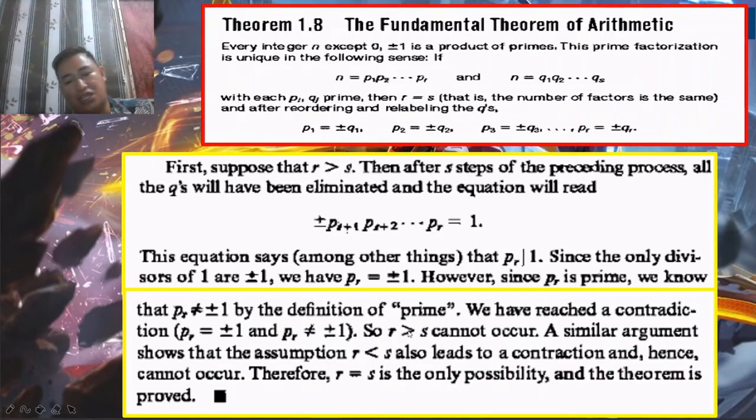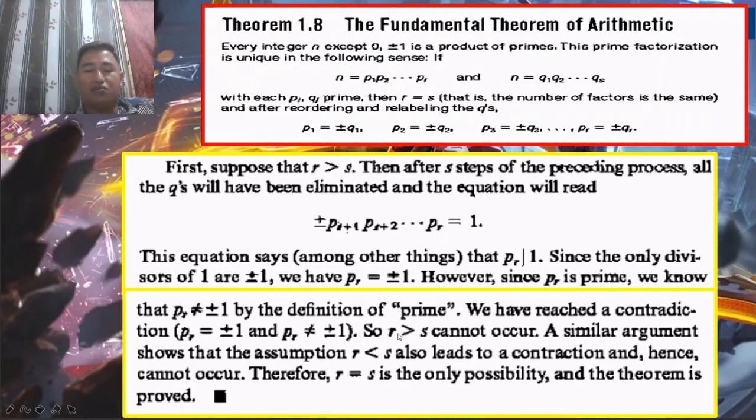So, nanatay contradiction na nila. Contradiction na siya. So, R greater than S cannot occur. So, dili ka occur class kung ang R greater than S. So, a similar argument shows that the assumption R less than S also leads to a contradiction and hence cannot occur.